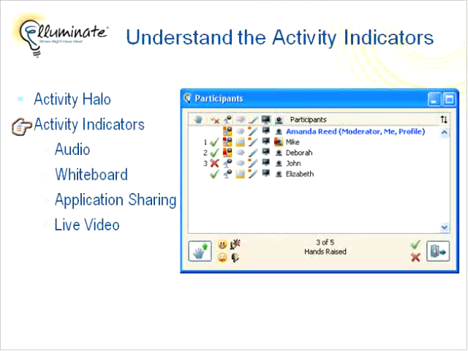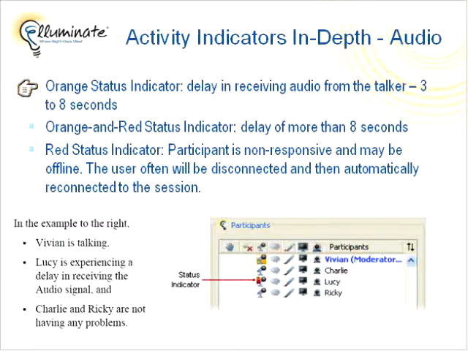Now the activity indicators, you're going to see that next to audio, whiteboard, app share, and live video. And those are these red and orange lights. Those are the activity indicators. So let's talk about what they mean in terms of audio. The orange status indicator is indicating there's a delay in receiving the audio from the talker, 3 to 8 seconds.